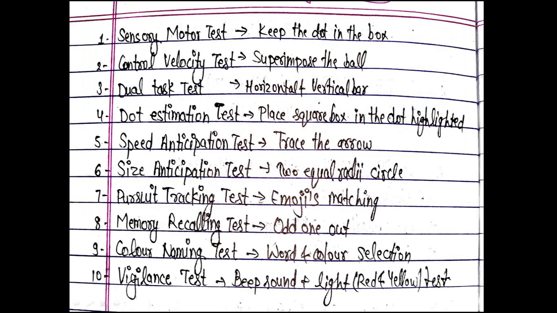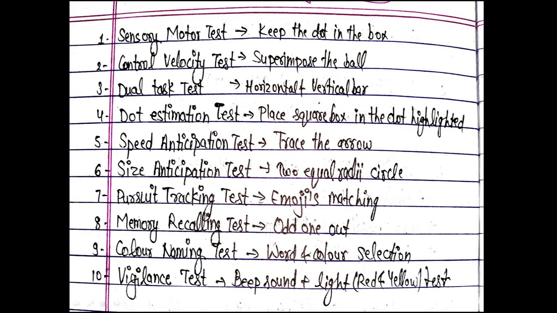These games are like this. First one, sensory motor test: you have to keep the dot in the box. Second, control velocity test: superimpose the ball. Third, dual task test: horizontal and vertical bar. Fourth, dot estimation test: place the square box on the highlighted dot. Don't worry, I have explained these tests individually in the upcoming part of this video.